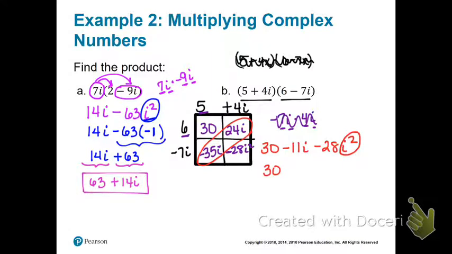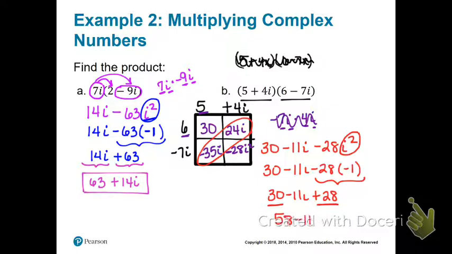So let's bring everything else down. So 30 minus 11i minus 28 times, remember i squared is negative 1. So now I can multiply those two. So 30 minus 11i, negative 28 times negative 1 is positive 28. And now we've got like terms here. So I'm going to combine them. So 30 plus 28 is 58 minus 11i. It's in standard form. i is at the end. They're not like terms, so there is our solution.